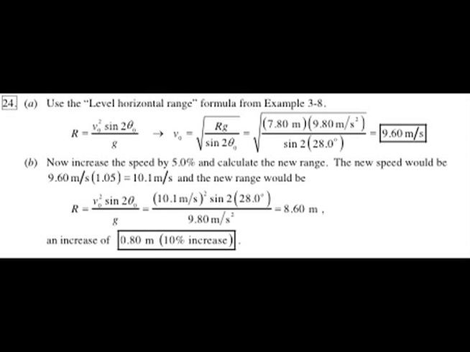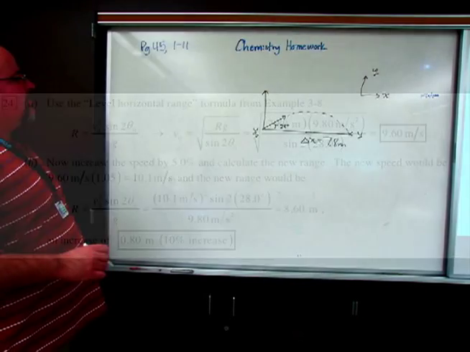Again, just go to example 3-8 in the textbook, and you'll see R equals v sub naught squared times sine of 2 theta over the acceleration of gravity, and that'll give you the range. It's a very easy equation to use for the problem, and that equation can be used for a couple other problems too in the problem set. Anyways, with that, we'll go ahead and get started.